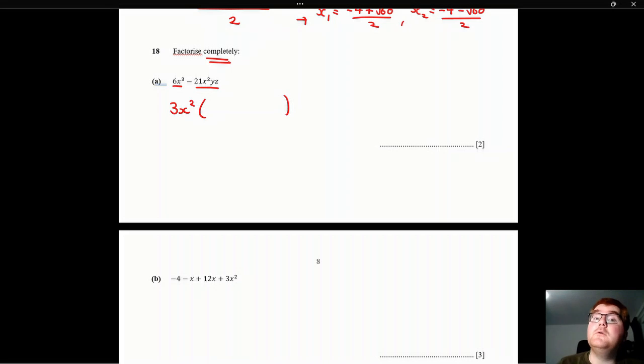Now we just work backwards. So what do you multiply 3x squared by to get 6x cubed? 2x. What do we multiply 3x squared by to get 21x squared yz? So we have a minus 7, and don't forget the yz left over. So we get 3x squared, open brackets, 2x minus 7yz.